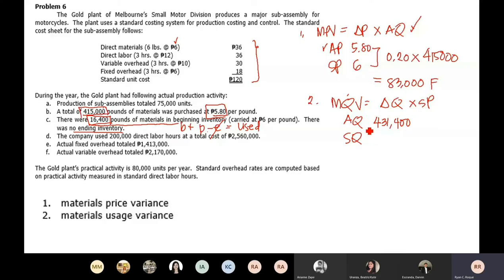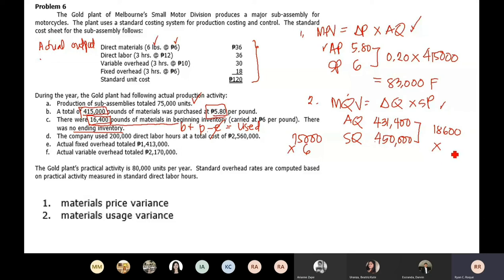Ayan. How do we get the standard quantity? Remember, pag standard quantity, always start with your actual output. Ano ba actual output natin? Production of sub-assemblies totaled 75,000 units. So that would be 75,000. Multiply natin ang standard quantity per unit ng materials, 6. 6 times 6. So therefore, ito ay 450,000. So ang difference in our quantity is how much? 18,600 units.